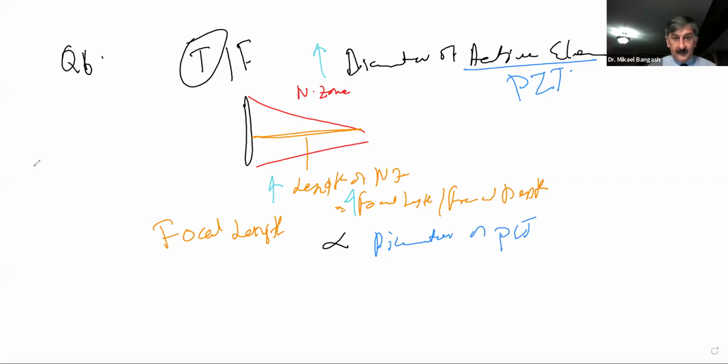Now, if I, for instance, say that, if you didn't say diameter but said thickness of PCT, is that directly related to your focal depth or near zone length?